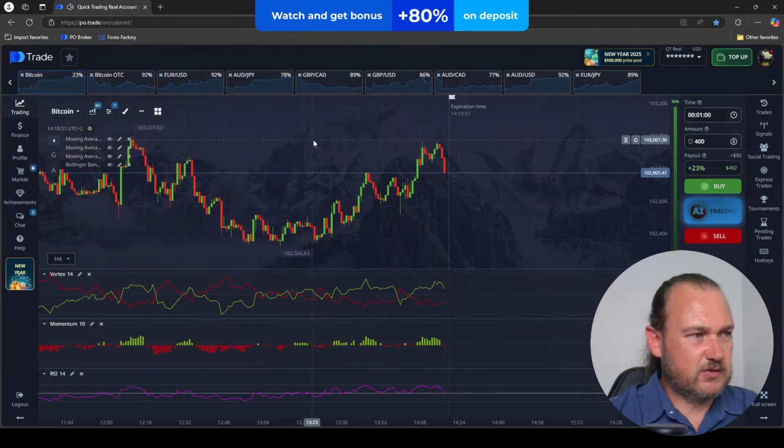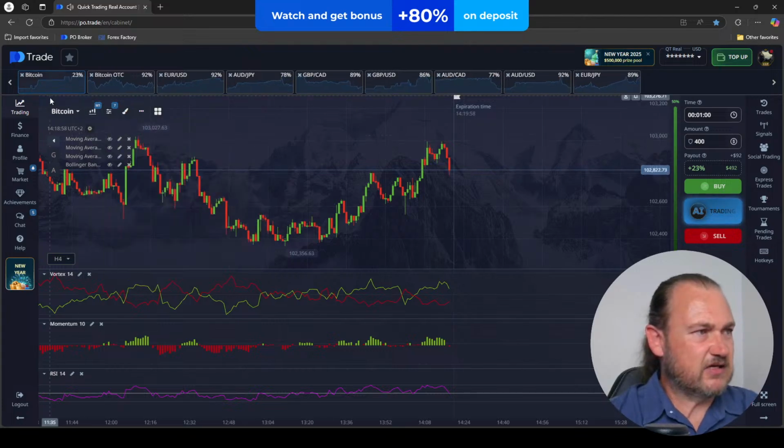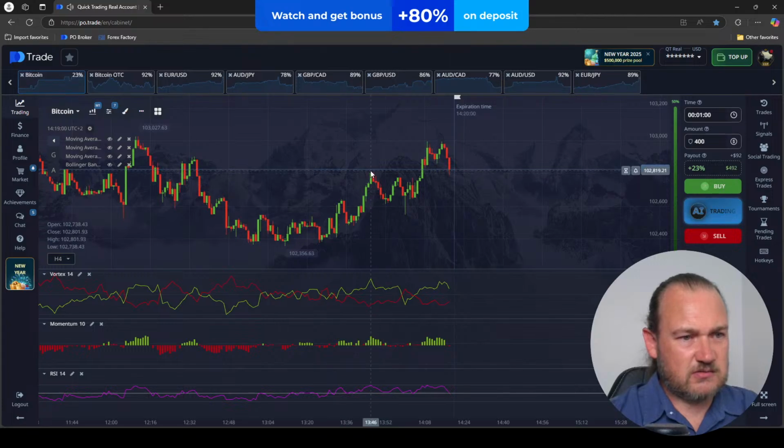We can even have a look at Bitcoin. There seems to be a little bit of an issue with Bitcoin at the moment, in the sense that this chart keeps disappearing. But I am having some internet issues as well.